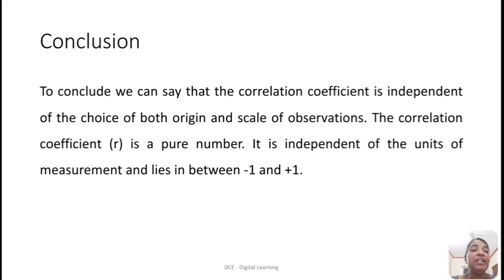To conclude, we can say that the correlation coefficient is independent of the choice of both origin and scale of observation. The correlation coefficient, denoted by r, is a pure number. It is independent of the units of measurement and always lies between minus 1 and plus 1.